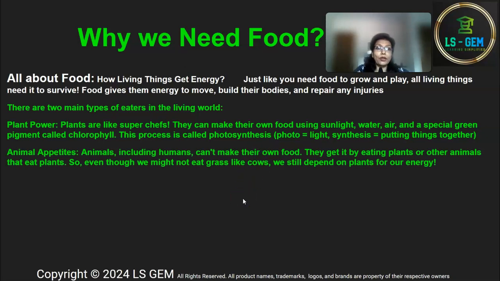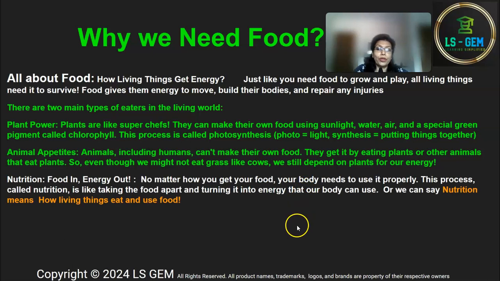And the other kind of eater is animals. Animals including humans can't make their own food. They get it by eating plants or other animals that eat plants. So even though we might not eat grass like cows, we still depend on plants for our energy.